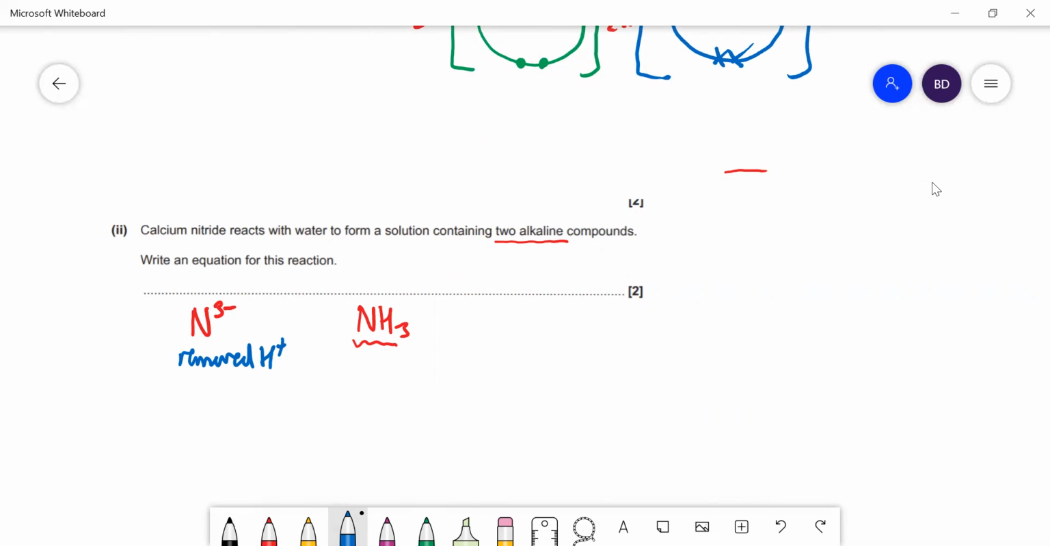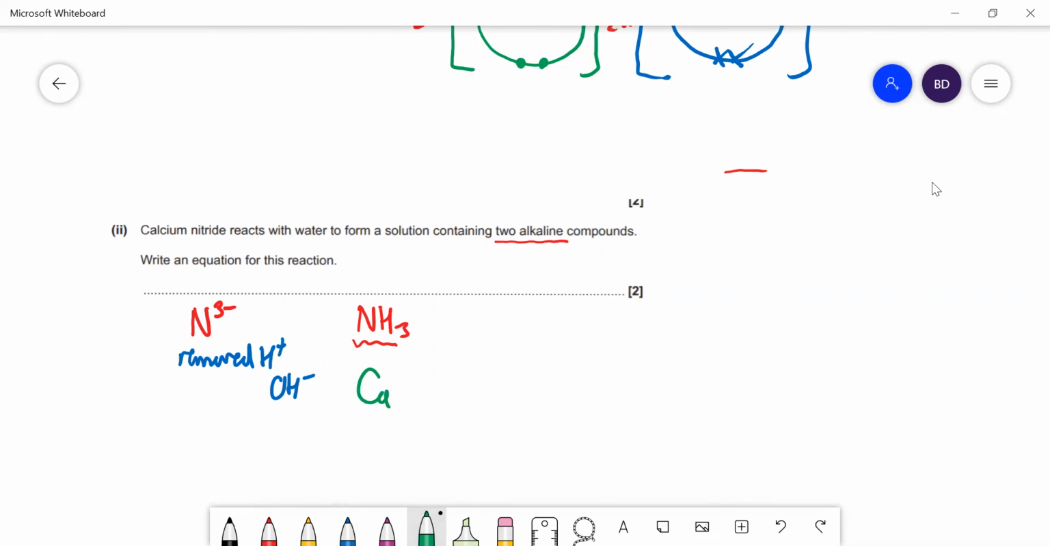What do you get if you remove protons from water? You get OH minus ions left over, and they are alkaline. Now they've asked this, how does a nitride ion react with water, on several occasions. So I would definitely learn this. It's only 2 marks, but it does seem to come up quite a bit.